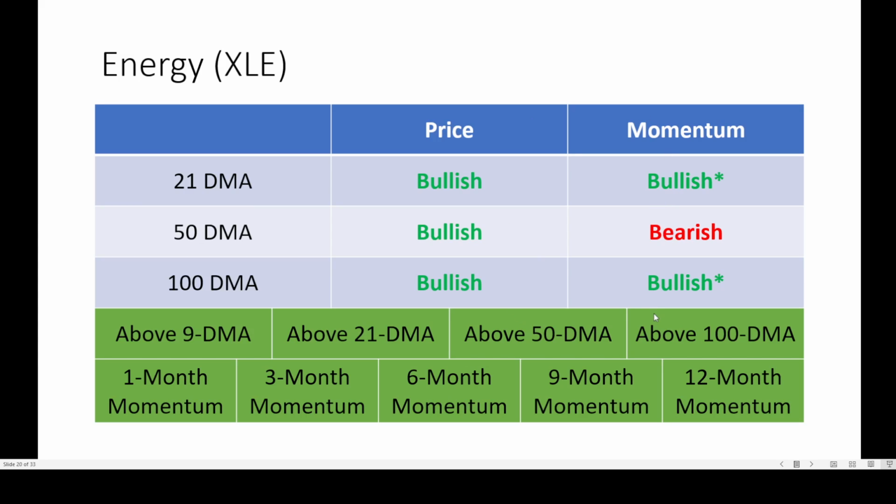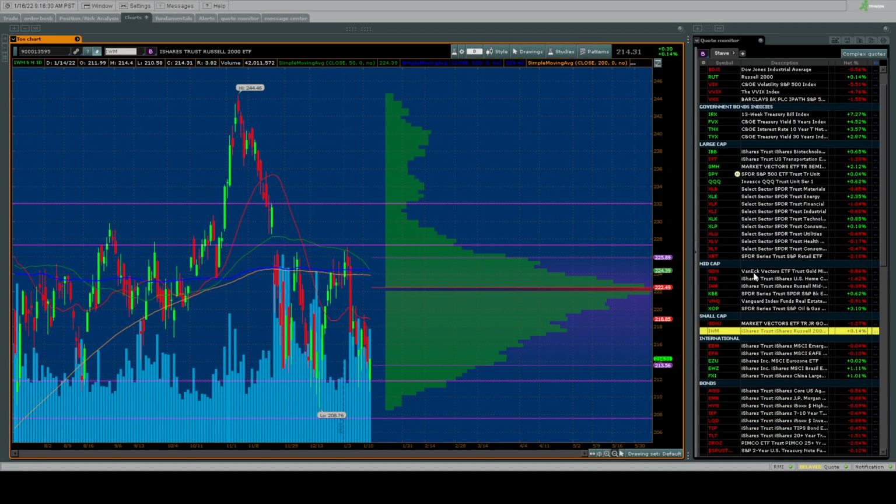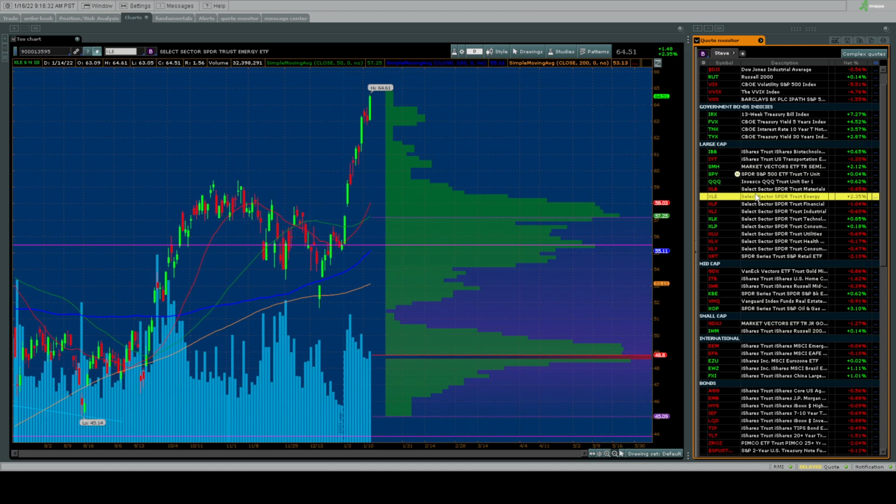Momentum flipping bullish on the 21-day and 100 as price accelerates higher. Otherwise, all these screens are green, which would make sense because, well, price is up. Let's take a look at XLE, and then we'll look at crude. We can see XLE looked like it was going to break lower. It was making this nice rounding top. Found some buyers at 200, and boy, it just shot through here. All these sellers just recanted, and boy, this thing went straight up.